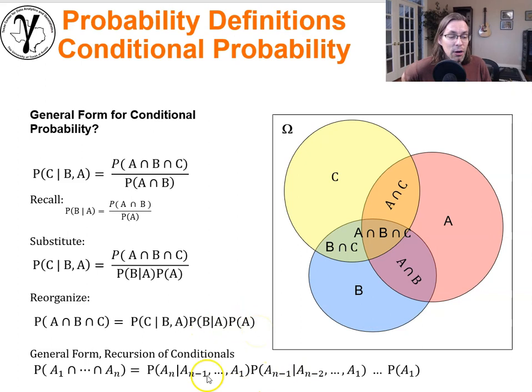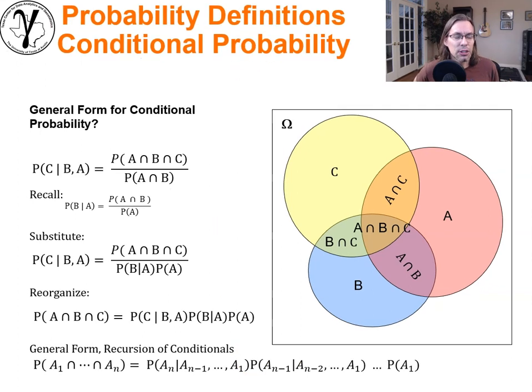Okay, that pattern, if you look at it, can be expanded like this to any number of possible events. Now, why do we care about this? Well, when we get into many different machine learning methodologies, such as naive Bayes, we're going to find we use this to solve for a joint probability that would be very difficult to solve for otherwise. We can use this recursion of conditionals to make it a much more practical problem.